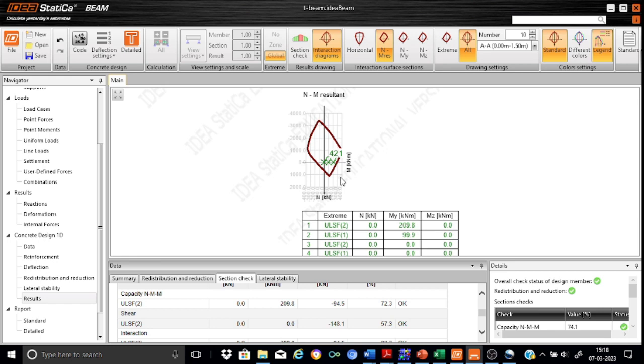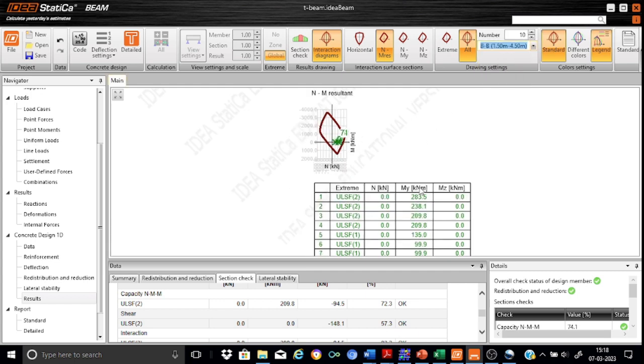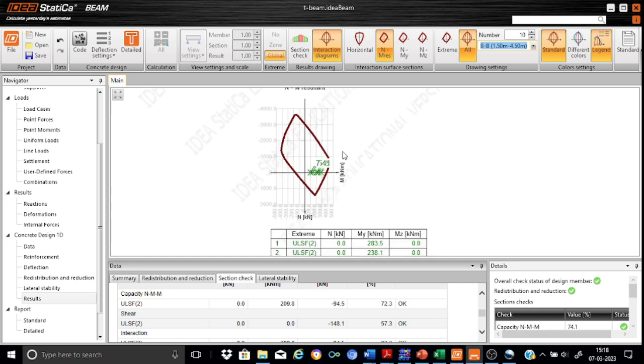Similarly, you can also go with section BB. Obviously, for section BB, we arrive at different capacities. All the points corresponding to the various ULS are plotted inside this NM envelope. We find that all these points are very much inside, so that is acceptable to us.